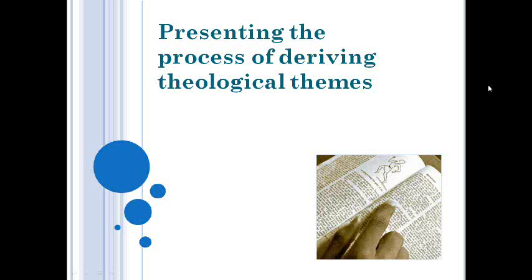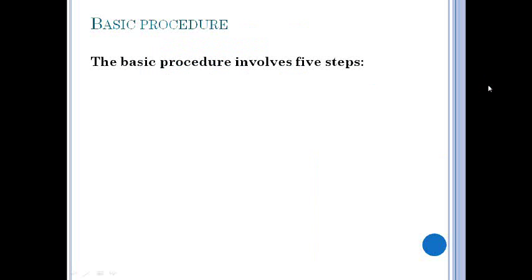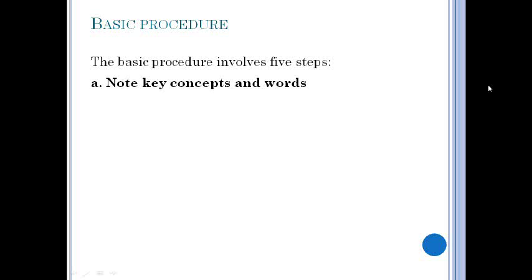Understanding that, let's now give consideration to a process that can be used for the deriving of theological themes. The basic procedure that I'm going to discuss involves 5 simple steps. The first step is to note the key concepts and words that we find in the book or letter we are considering.